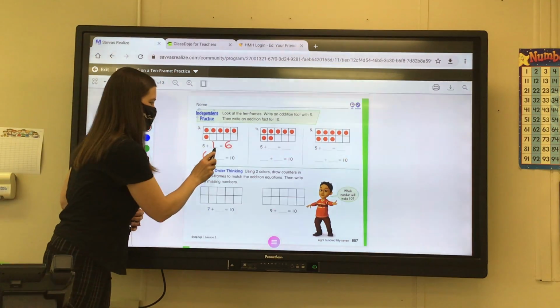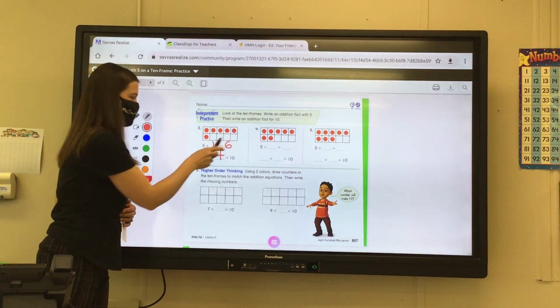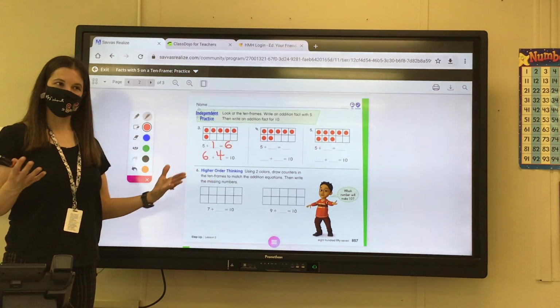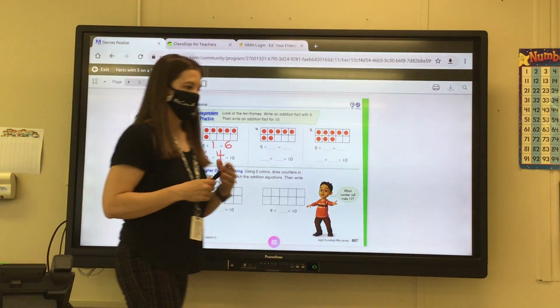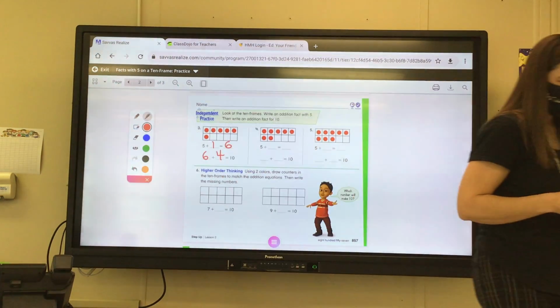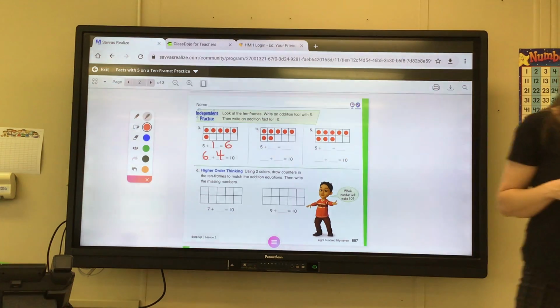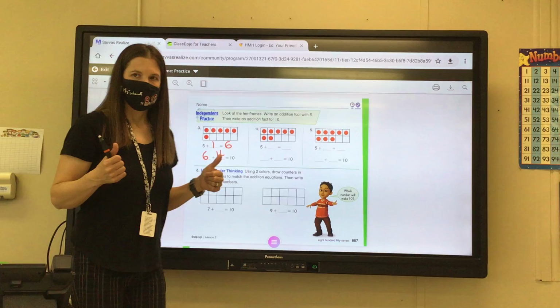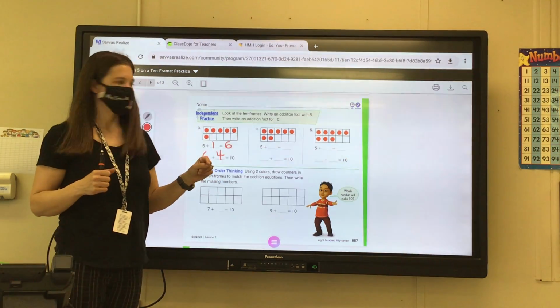4. So 6 plus 4, if you filled in those 4 boxes, you would have how many altogether? 10. So there's 2 different ways to show an addition equation. Okay. Thumbs up? Doing good? Got it? Okay, look at number 4.